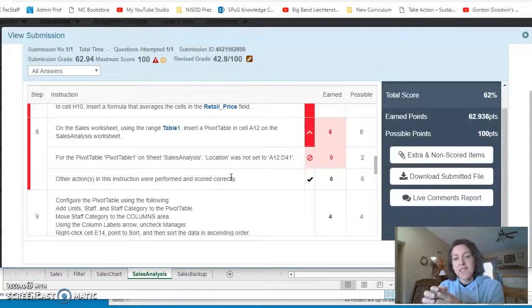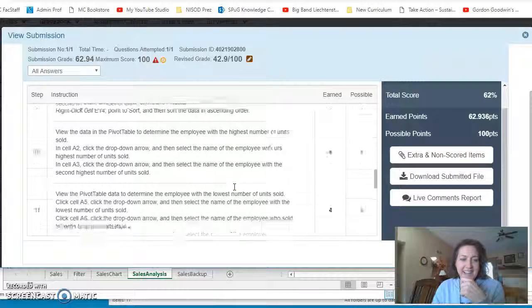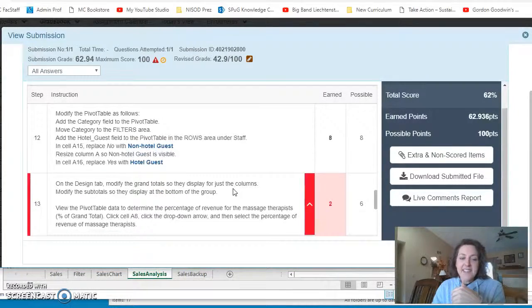You can leave the pivot table the way it is, accepting the results as they are now. Otherwise, if you want to earn those points, you have to recreate the pivot table from scratch and then just follow the instructions. But that means you have to redo step 8, 9, 10, 11, 12, and 13.